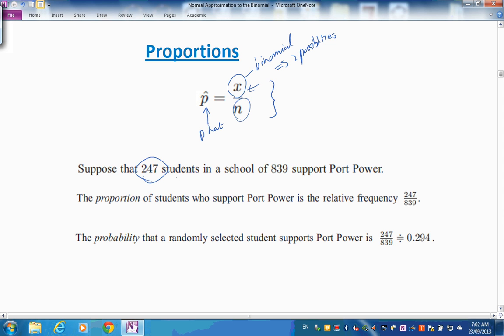So suppose that 247 students from a school of 839 support power. The proportion supporting them is 247 out of 839. And they either do or they don't. We're saying here, binomially distributed variable. The probability is the same, 247 over 839, 0.294. So that's the idea, finding the proportion.